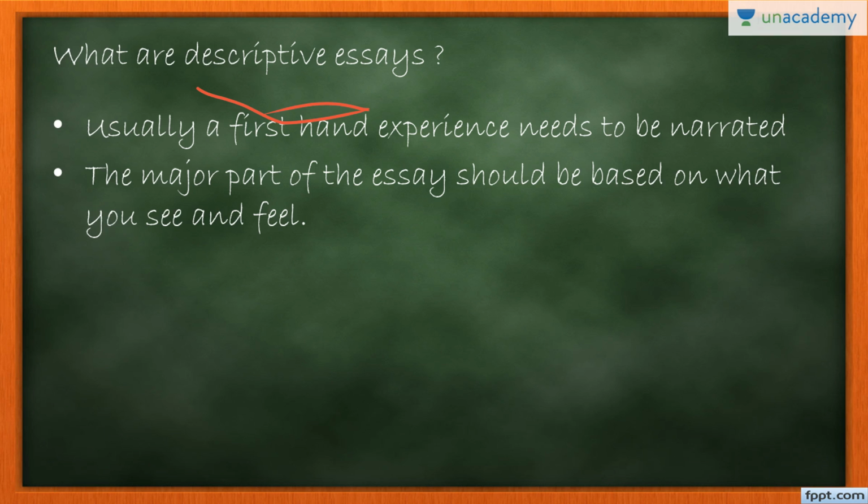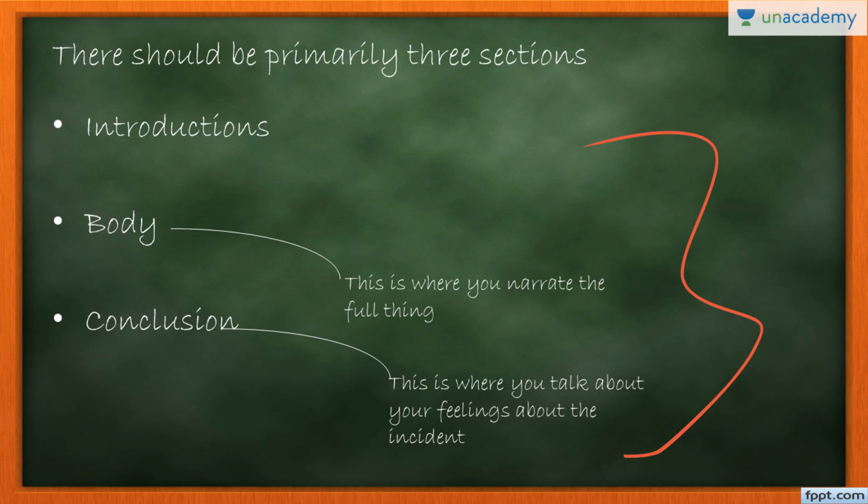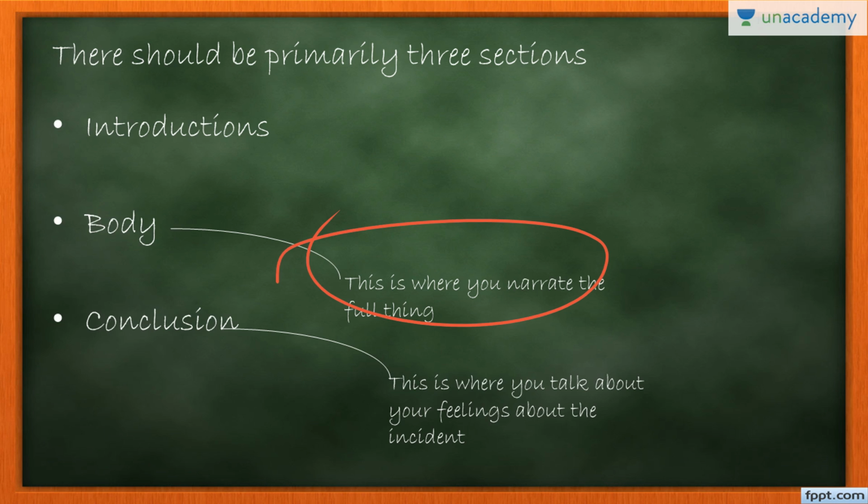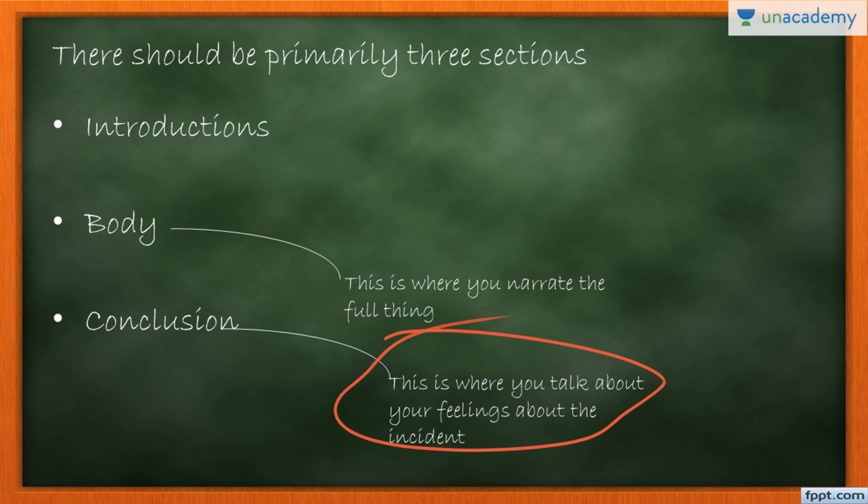In a narrative essay, there should be primarily three sections. Like in descriptive, obviously you have the introduction, which is very important. You have the body, where you narrate the full thing, and of course you have the conclusion. The conclusion is the part where you actually talk about your feelings about the incident, that is, what you felt. The introduction of a narrative essay should be very similar to that of a descriptive essay. That is, you should introduce the principal object given to you, but it should not be too long like in a descriptive essay. In a narrative essay, you can also directly begin from the start.